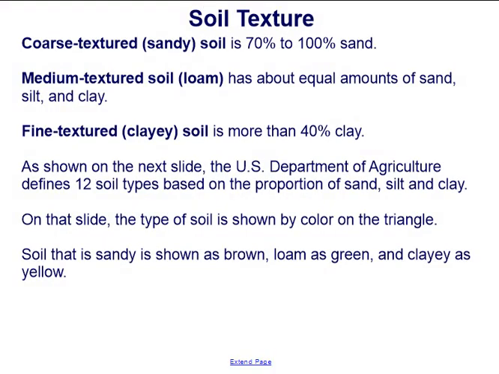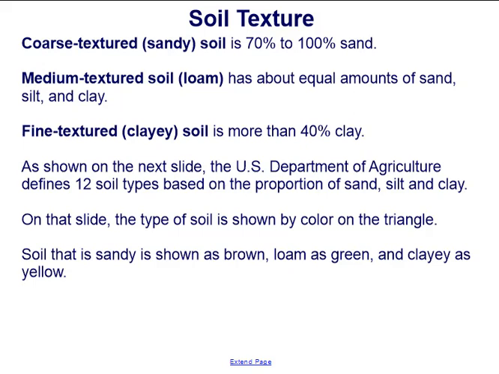Soil texture. Coarse textured sandy soil is 70 to 100% sand. Medium textured soil, or loam, has about equal amounts of sand, silt, and clay. Fine textured, clayey soil is more than 40% clay.